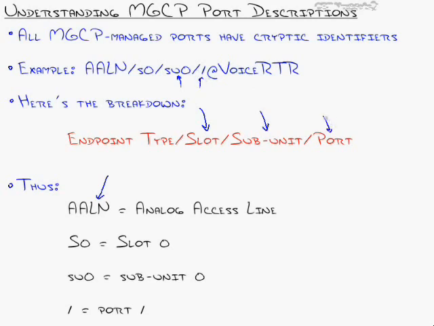So if I were looking at a router, I would say this is like an FXS, 0/0/1. If I were on the router and did a show voice port summary, that's the port number it would show up as. It's an analog access line, module or slot 0. I usually say module. This is subunit or VIC card 0 in that module, and then it's port number 1.